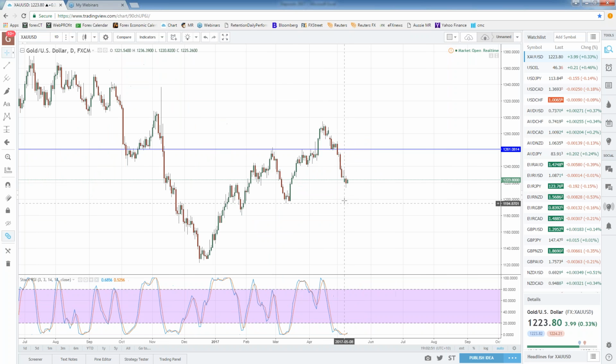Now, here we've got gold. We can see it's been on an upwards trend for the entire 2017 so far. It's got its movements, up and down, wave-like movements. Now we see a bit of a trend though here, we're going upwards.